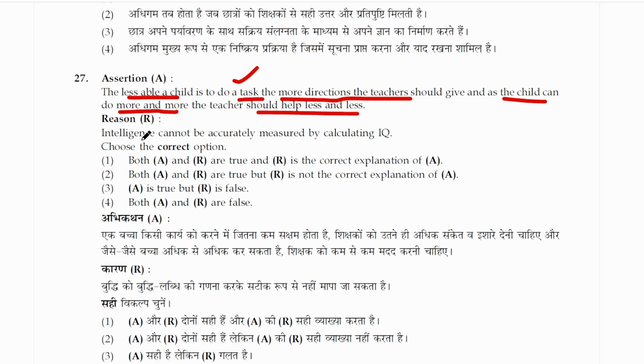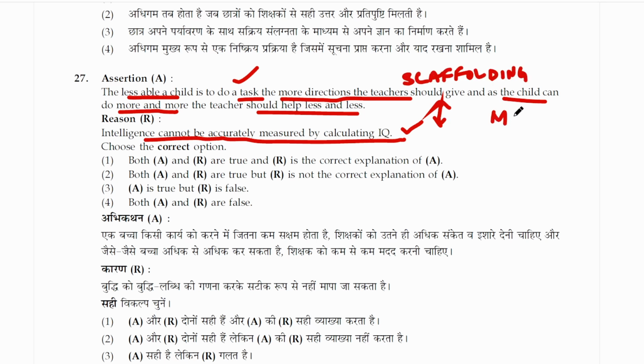Now let's see what R says. Intelligence cannot be accurately measured by calculating IQ. So this is also true. But this and this have no relationship between them, because this is talking about scaffolding or even using MKO, depending on which theory you're looking at. But not being able to calculate intelligence through IQ, which is correct, does not explain that. So both A and R are true, but R is not the correct explanation of A.